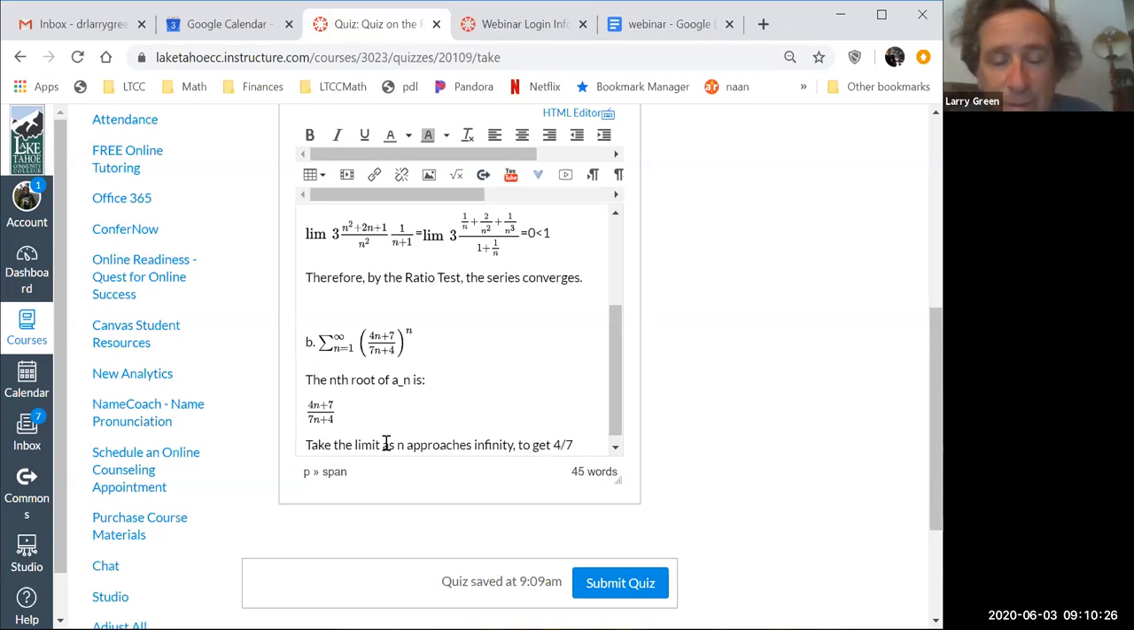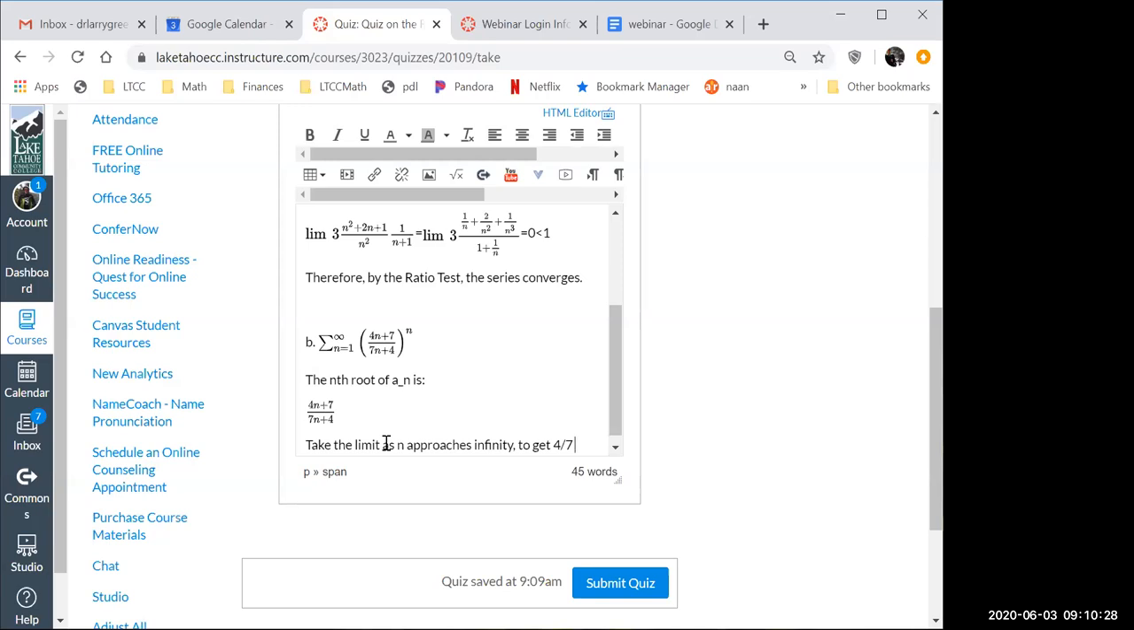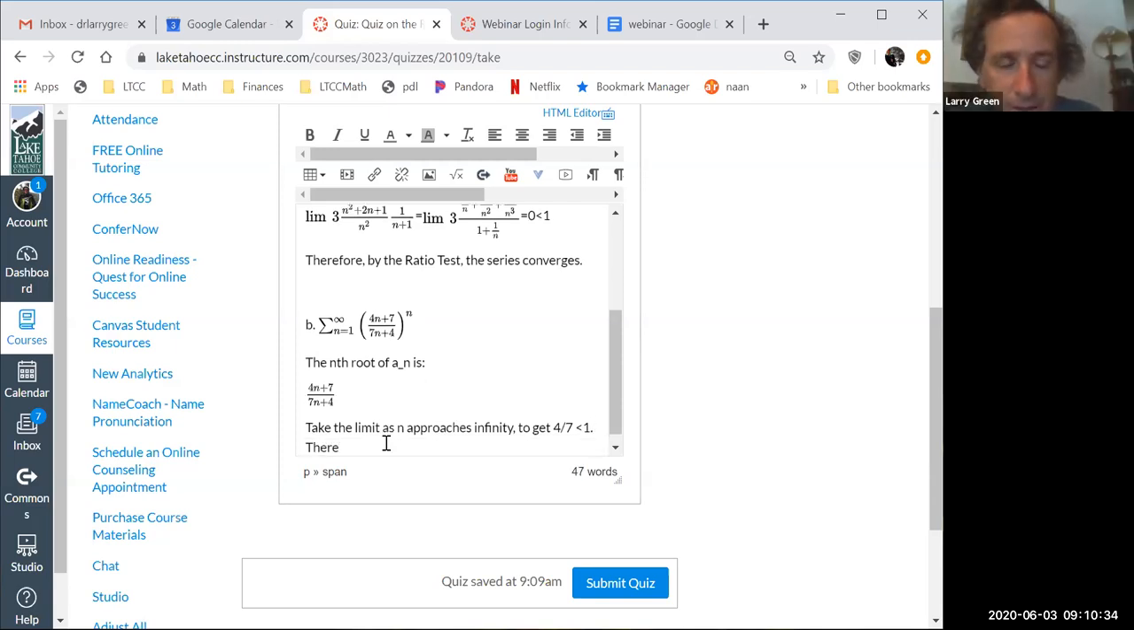What's important about the number 4 over 7? It's less than 1. Therefore, what can we say about the series? By the root test, the series converges. Good. And that's the quiz.